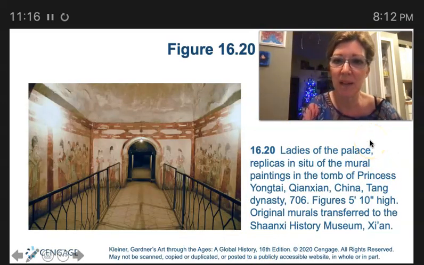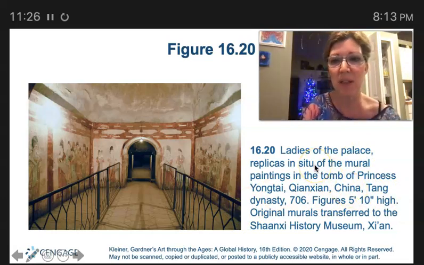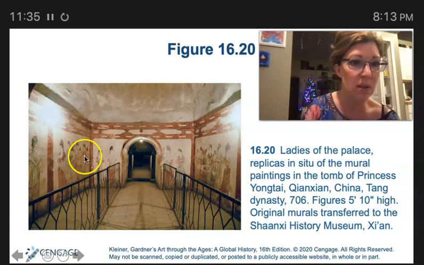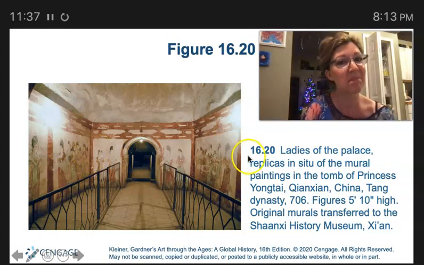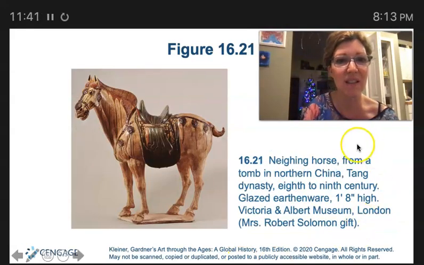Ladies of the Palace. So this is the tomb of Princess Yongtai. The paintings were created during the Tang dynasty, and the compositional device of pairing two human figures facing into and out of the picture is used in the tomb of Yongtai. So they had an innovation there.